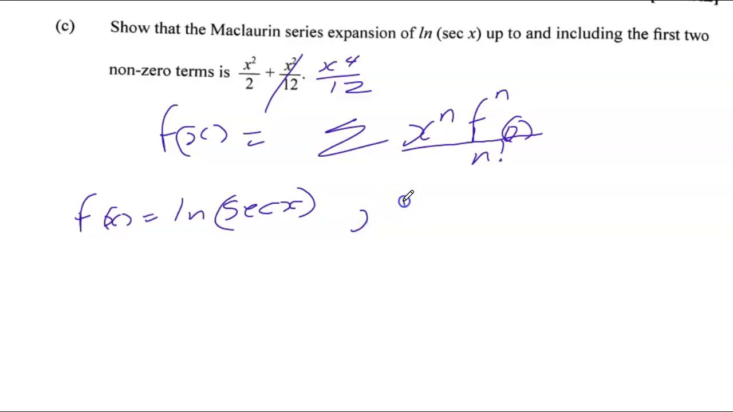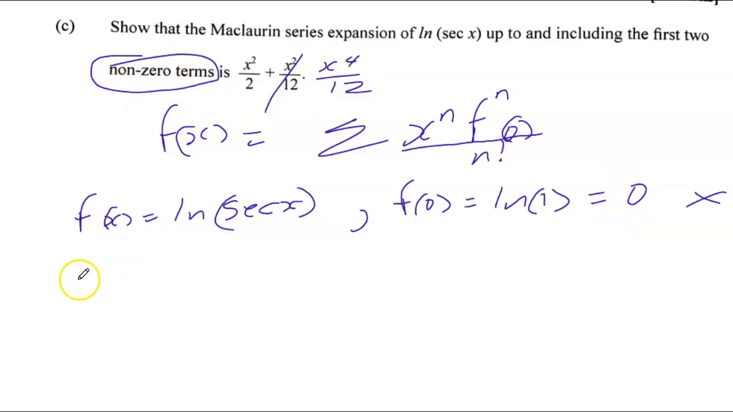So let's evaluate at 0. f of 0 would be ln sec 0. Now sec 0 is 1, since sec is 1 over cos, and cos 0 is 1. So 1 over 1, that's 1. So ln 1, and of course ln 1 is 0. So this won't count as a term, because we're talking about non-zero terms. Alright, non-zero terms. So let's differentiate.